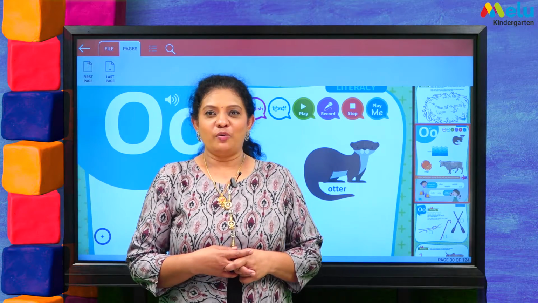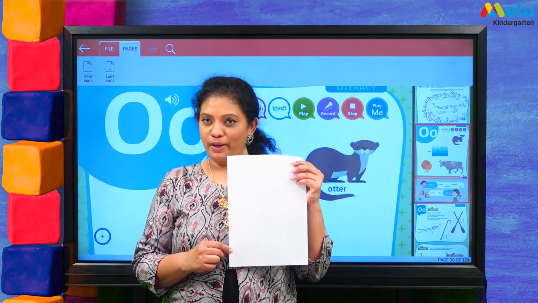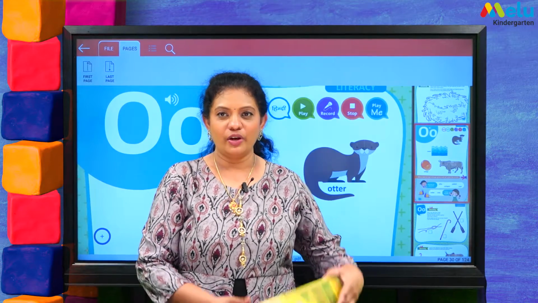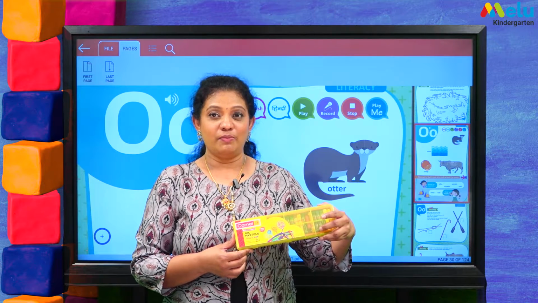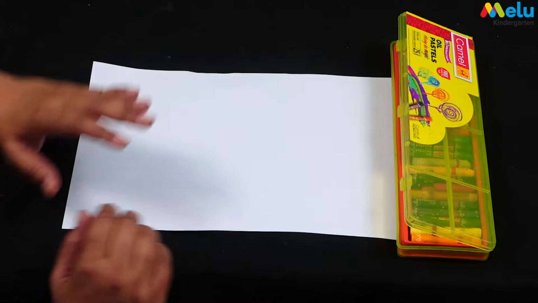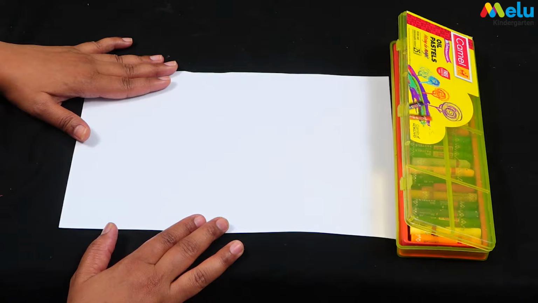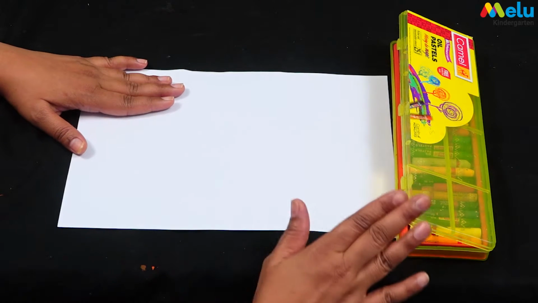Yes children, now it's activity time. Okay, to do an activity for the letter O, we need one A4 paper and crayons. Let us see what I am going to do. You also keep ready with the things. Yes children, I am ready with the requirements, that is the A4 sheet and crayons.